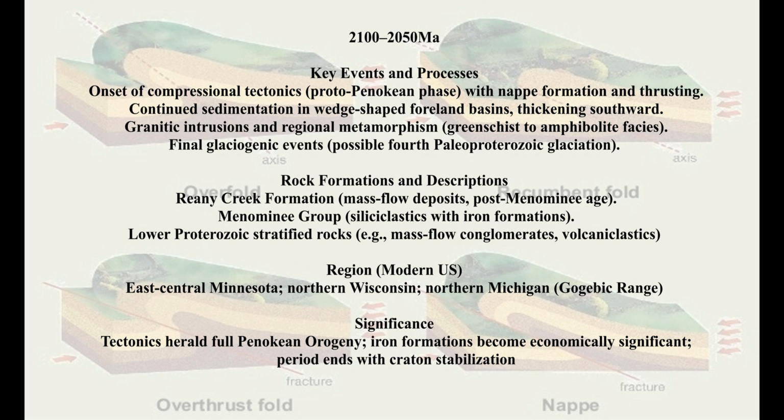Rock formations and descriptions. Rainy Creek Formation, mass flow deposits, post-Menominee age. Menominee group, siliciclastics with iron formations. Lower Proterozoic stratified rocks, e.g., mass flow conglomerates, volcaniclastics. Region, modern U.S.: east central Minnesota, northern Wisconsin, northern Michigan, Gogebic Range.